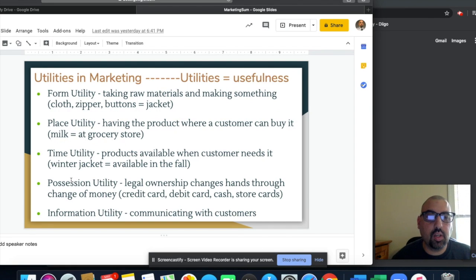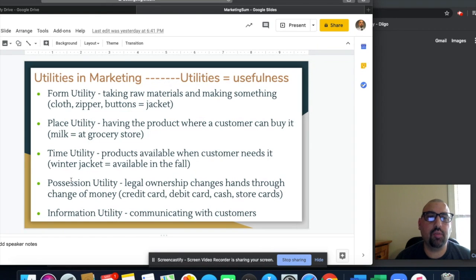All right, so next we get into utilities. Utilities and marketing. All that utilities are really talking about or meaning are their usefulness. How are things put together? Where do we get them? These types of things. So more specifically, there's going to be 5 different utilities that we talk about.